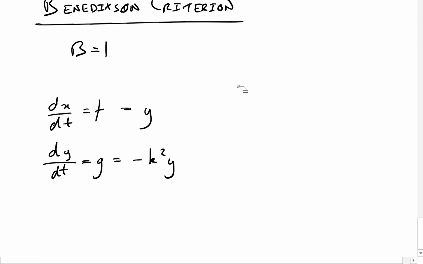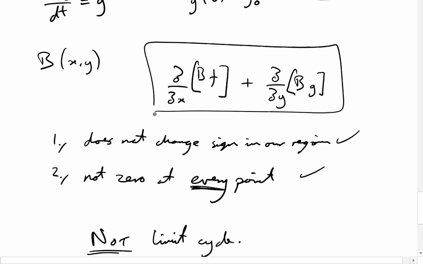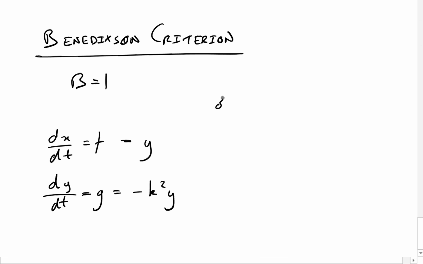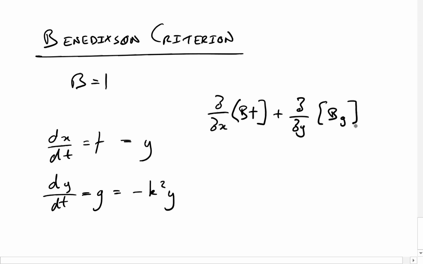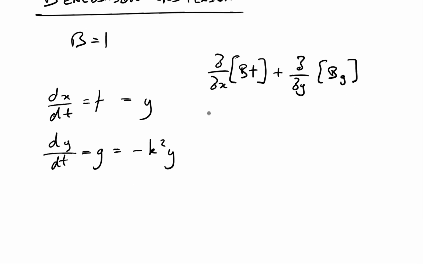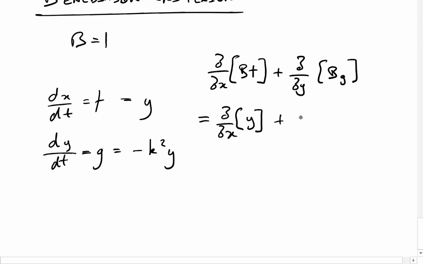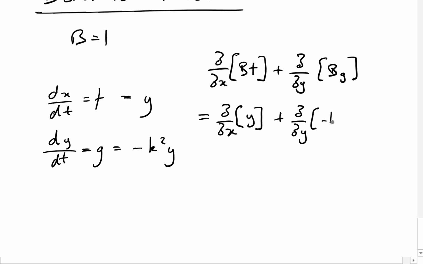So we set up the thing which is defined in the Dulac criterion. We want the derivative with respect to x of b times f plus the derivative with respect to y of b times g. So we've got d by dx of b times f. Here b is just 1 and f is y. So the derivative with respect to x of y, plus the derivative with respect to y, again b is 1, but now g is minus k squared y, so the derivative with respect to y of minus k squared y. What's the derivative of y with respect to x? Well, it's 0. You just treat y as a constant, because you're differentiating with respect to x.